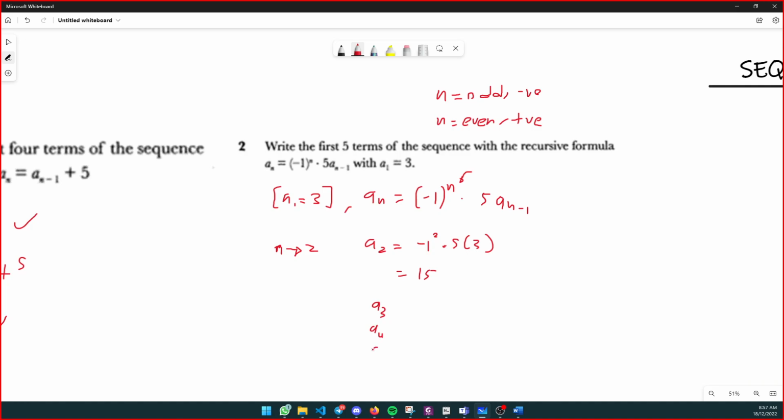A3, A4, A5. Okay, so the answers are 15, negative 75, if I'm not mistaken. This will be 300. I think 375. Yeah, 375. Oh wait, it should be negative 375. Sorry. And then finally, the last one will be 18785. Okay, so these are the five terms.